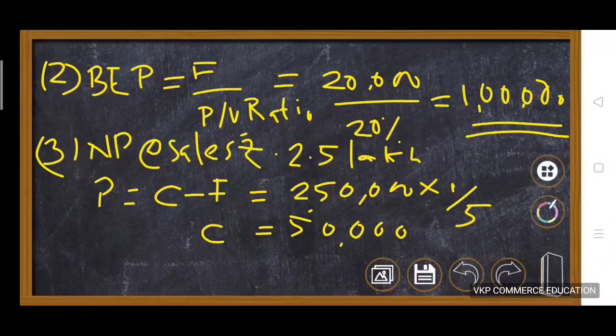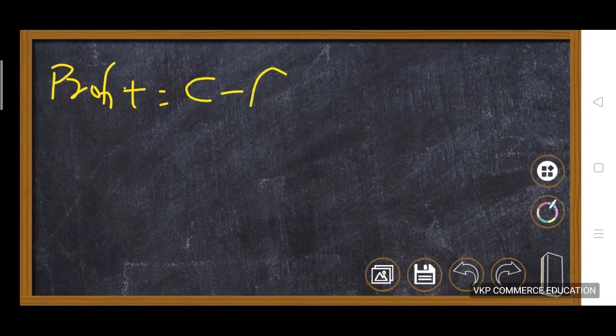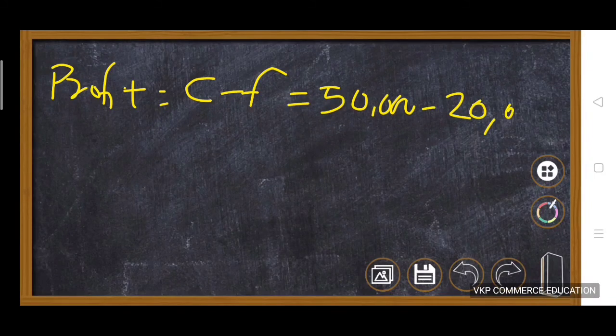Okay, let us do the problem. Profit is equal to contribution minus fixed cost. Contribution already we calculated, it is 50,000 minus 20,000 is equal to 30,000.